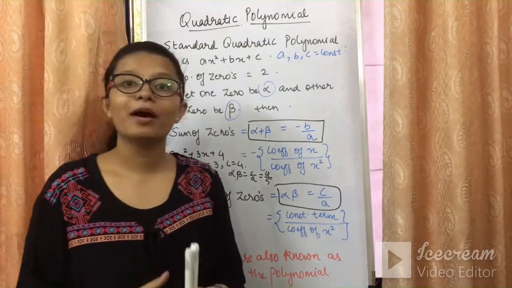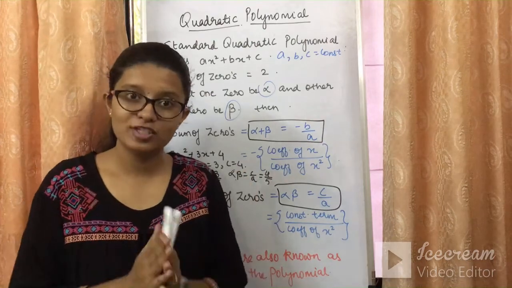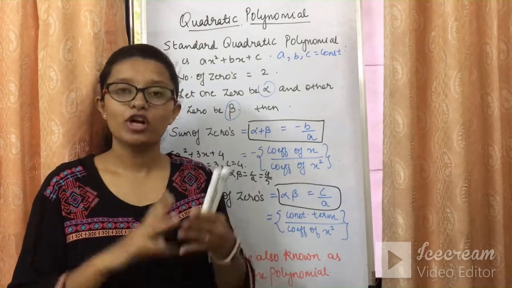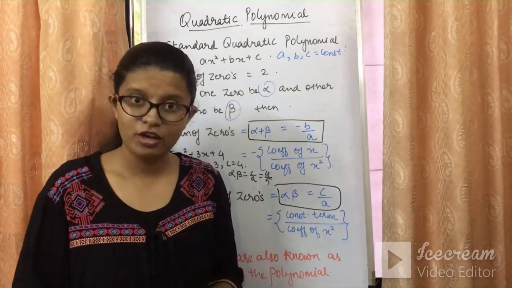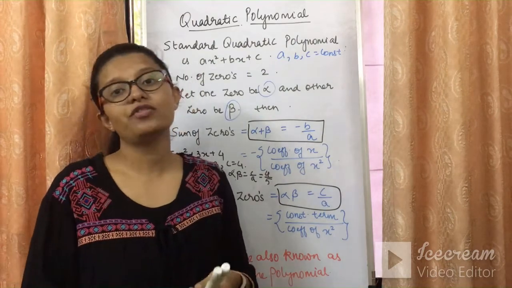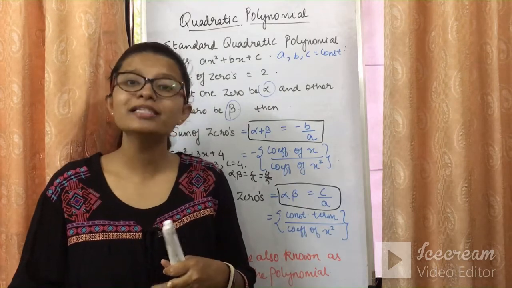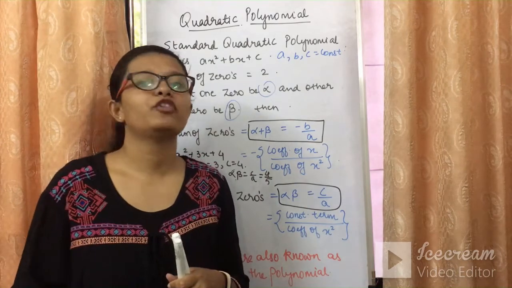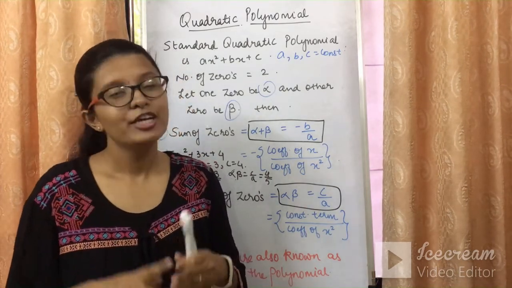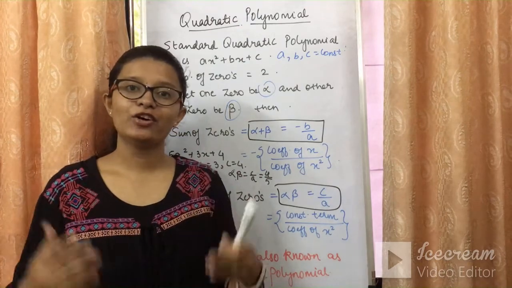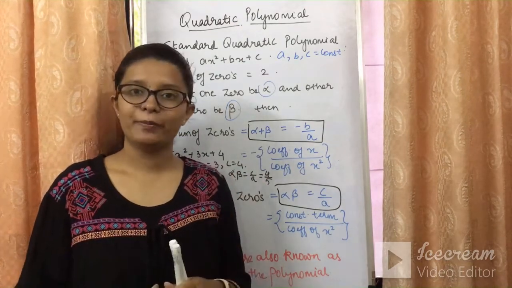So I hope the terminologies for the full chapter must be clear. We have studied what we mean by a polynomial, what the degree of the polynomial is, what we mean by the zeros of the polynomial, and under it what quadratic polynomials are, and in the last we will be studying what we mean by cubic polynomials. So let's have a look at the sums related to the quadratic polynomial in the next video.